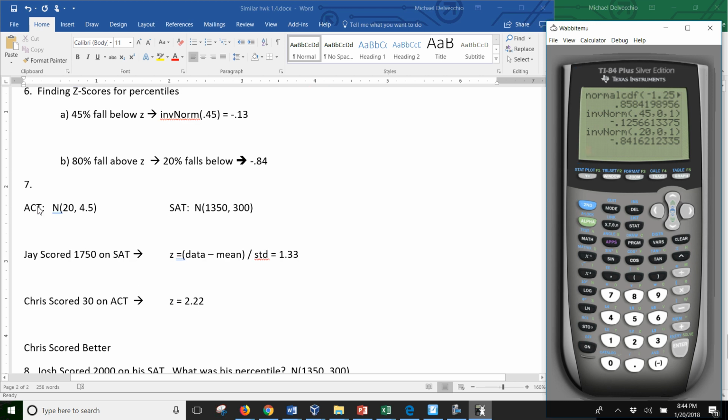Well, so one reason to do z-scores is we can compare things to data sets. So here we have ACT scores and SAT scores. So it says that J scored a 1750 on the SAT, and Chris scored 830 on the ACT. So who did better, right?